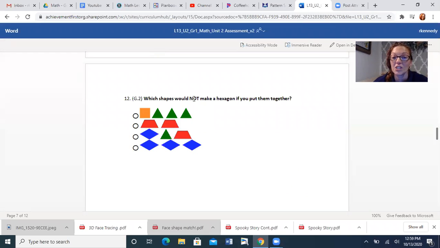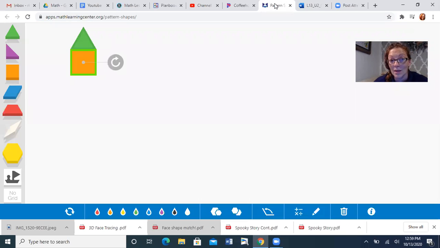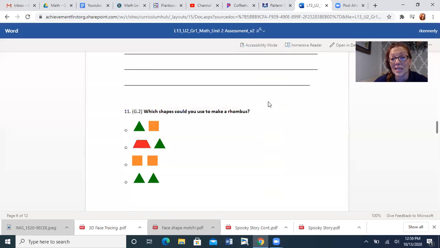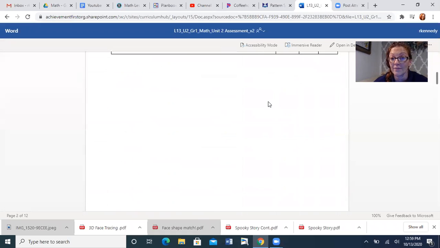And then which shapes would not make a hexagon if you put them together? 3 of these sets will make a hexagon. 1 of them will not. So you have to figure out which set of shapes will not make a hexagon. This is here to help you if you need it. If you printed out your pattern blocks and cut them out, I would definitely suggest using those, because the students in class will be able to use those pattern blocks, so I want to give you equal opportunity.